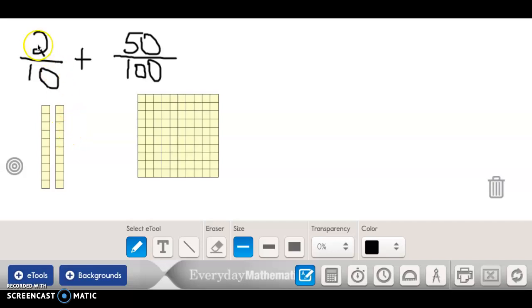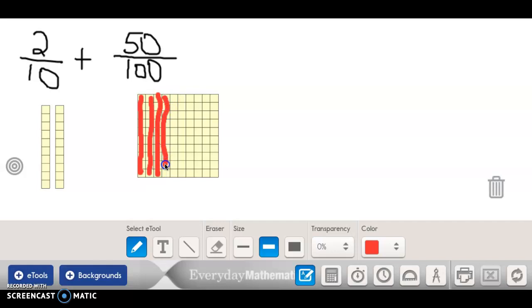Okay, so on the left you see 2 tenths and I have 2 tenth fraction bars. On the right, we have 50 hundredths, and we can use the coloring tool to help us shade in 50 of those. In that case, we would need to do 5 longs. So 1, 2, 3, 4, and 5. There's 50 hundredths.